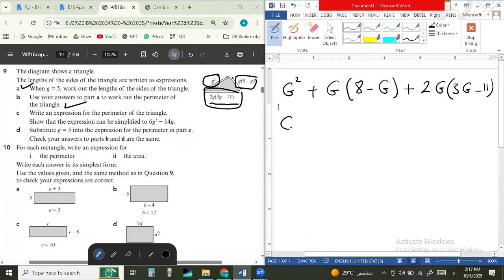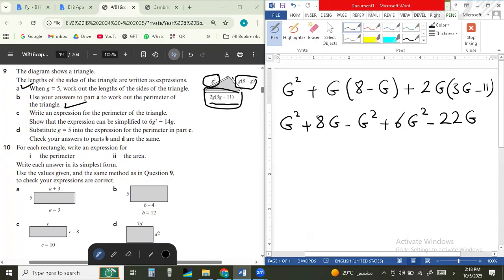Let's expand. G squared stays the same, plus g times 8 is 8g. G times negative g is negative g squared. Positive 2g times 3g is positive 6g squared. 2g times negative 11 is negative 22g.